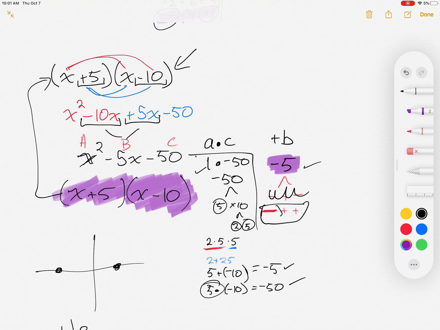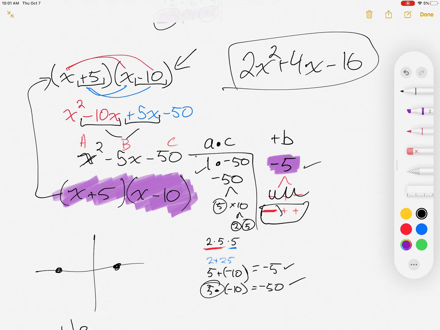That's it. Stay tuned for how to solve 2x squared plus 4x minus 16, something like that, where my leading coefficient is no longer 1. Good news, you start with the same technique. Okay, and then there's, I call it the shorts method, but you'll see that in my next video.